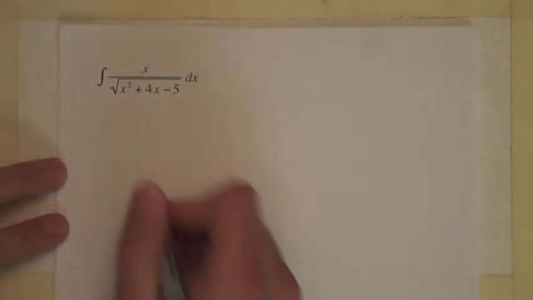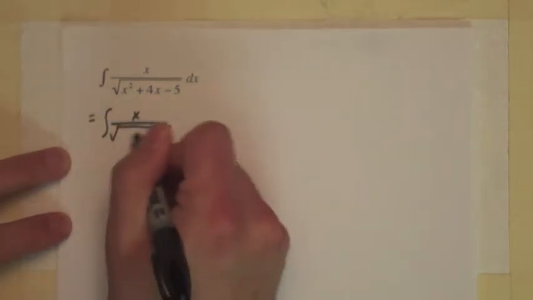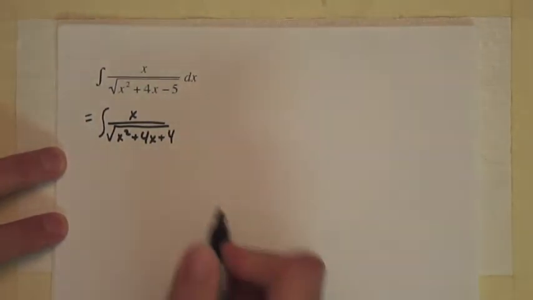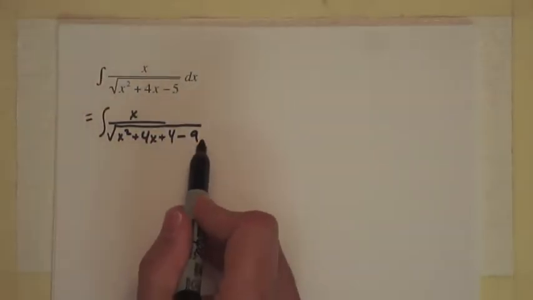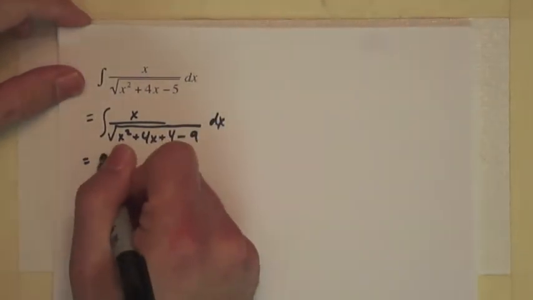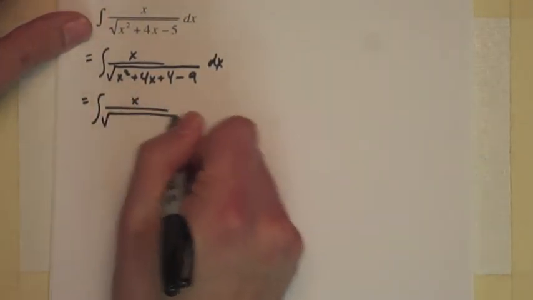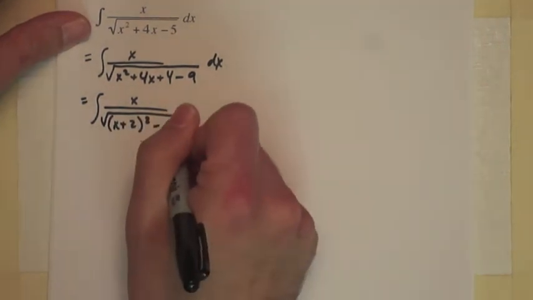So let's see what happens. Well, we have to complete the square here. So x squared plus 4x, it should be plus 4. But to make it minus 5 total, we have to say it's plus 4 minus 9 to make the minus 5, in which case now we have it as x plus 2 quantity squared minus 9.